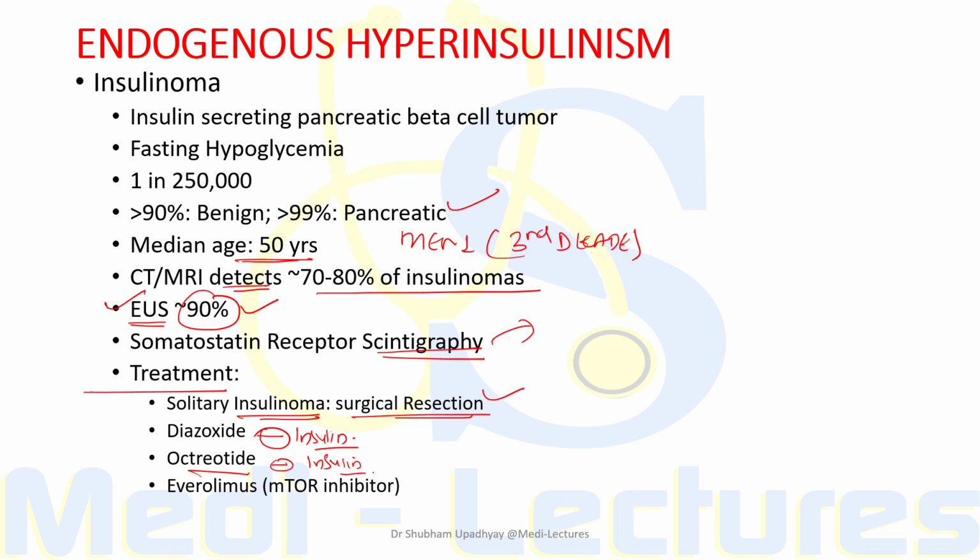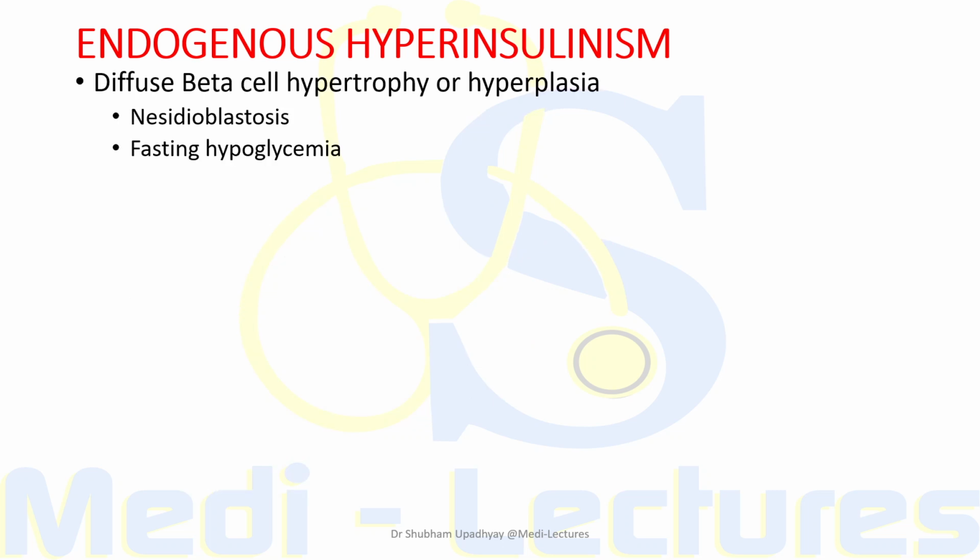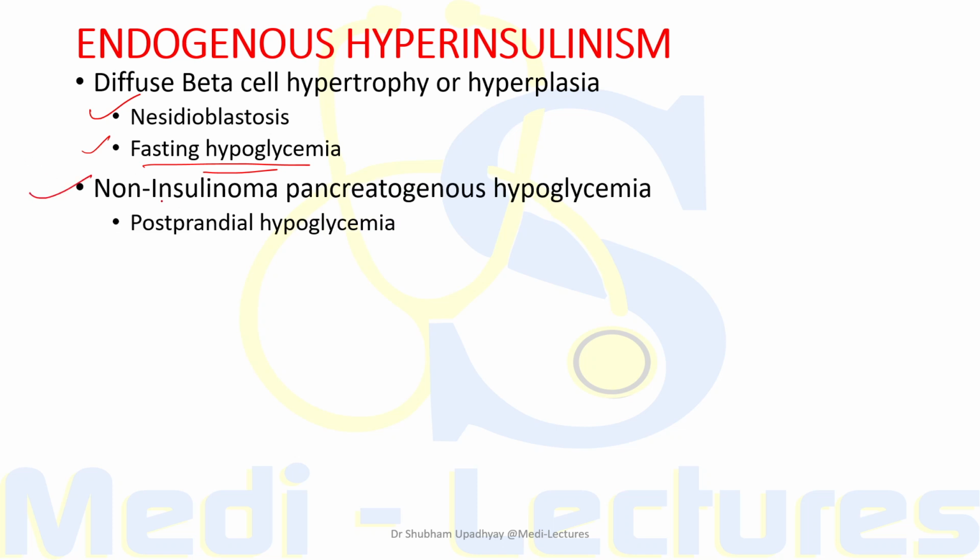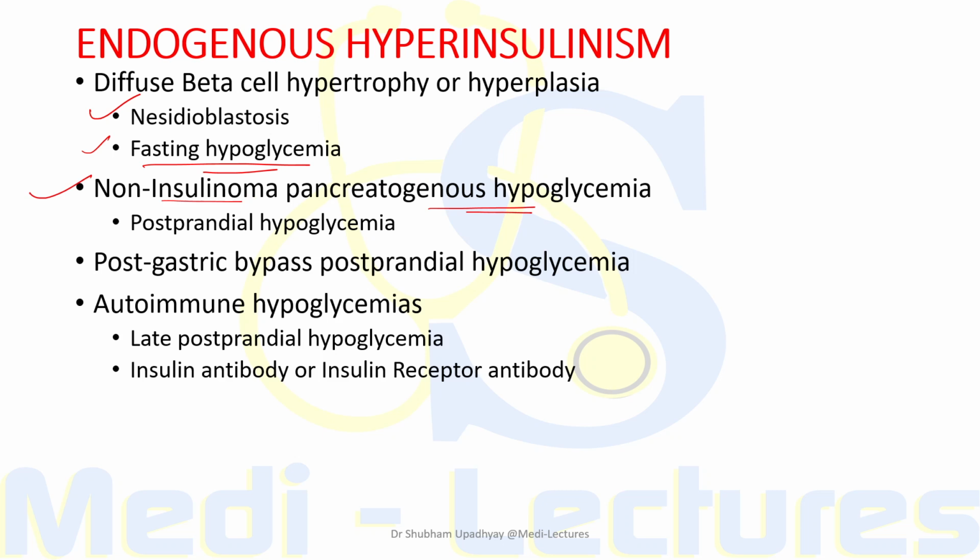Other than insulinoma, diffuse beta cell hypertrophy or hyperplasia, a pattern known as nesidioblastosis, can also lead to hypoglycemia, typically fasting hypoglycemia. Now, if this beta cell hypertrophy or hyperplasia is leading to postprandial hypoglycemia, this is termed non-insulinoma pancreatogenous hypoglycemia. Then post-gastric bypass hypoglycemia can also be postprandial hypoglycemia. This can occur following Roux-en-Y gastric bypass. It also leads to diffuse hypertrophy and hyperplasia of pancreatic islets. Basically, it is also a cause of endogenous hyperinsulinism.